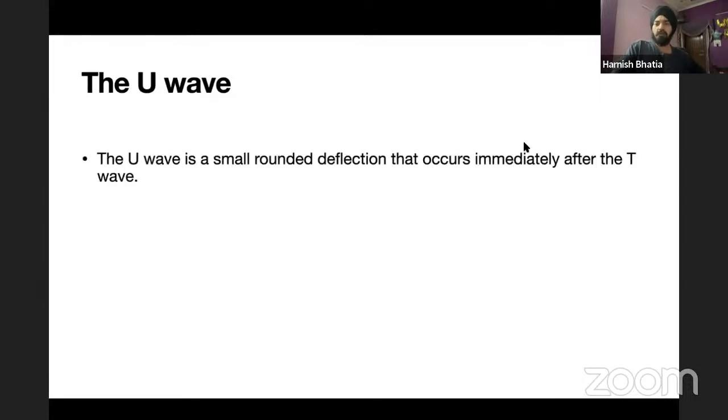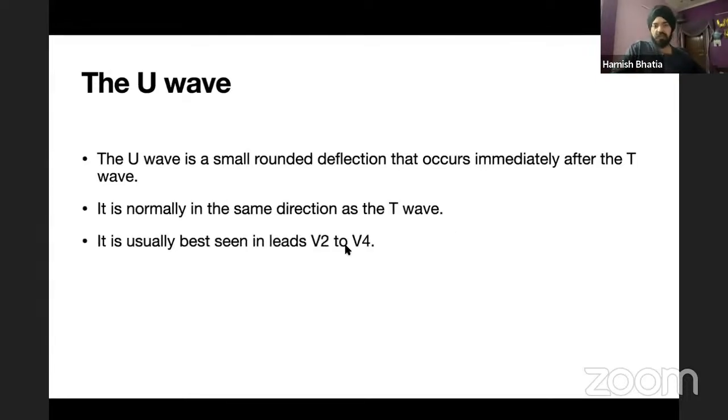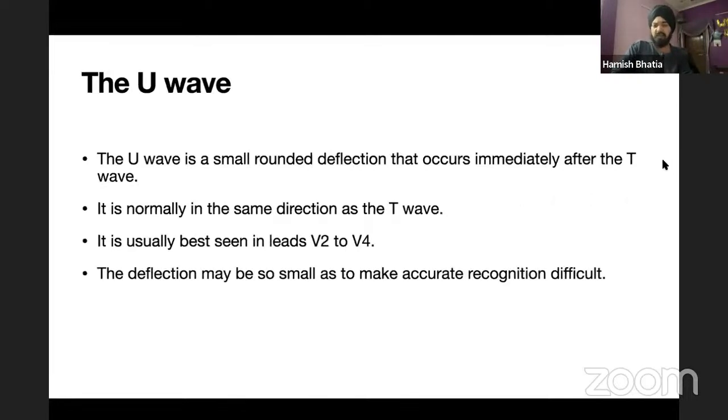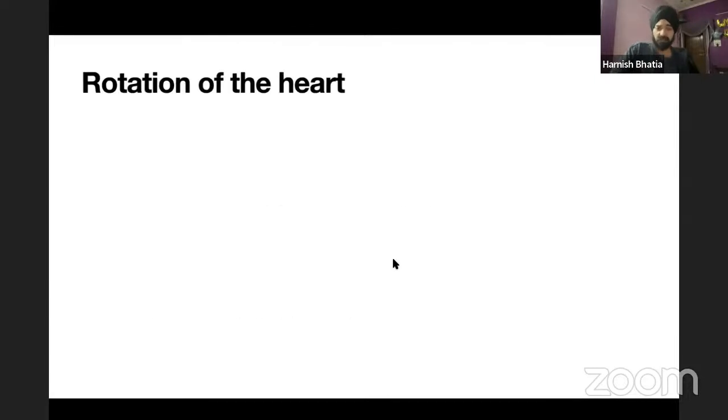Now the U wave. The U wave is a small rounded deflection that occurs immediately after the T wave. It is normally in the same direction as the T wave. It is usually best seen in leads V2 to V4. The deflection may be so small as to make accurate recognition difficult. So usually the U wave is not even mentioned in the ECG reporting, but it becomes prominent in hypokalemia. If you're seeing a very prominent U wave, you should suspect hypokalemia, low potassium.